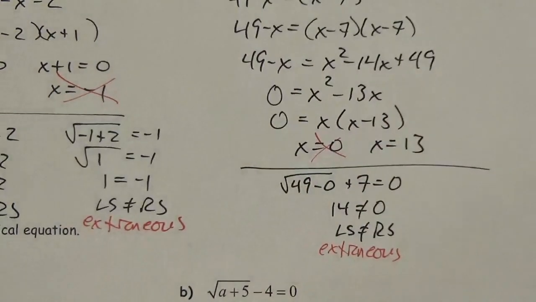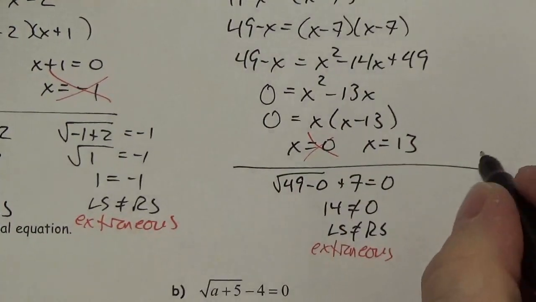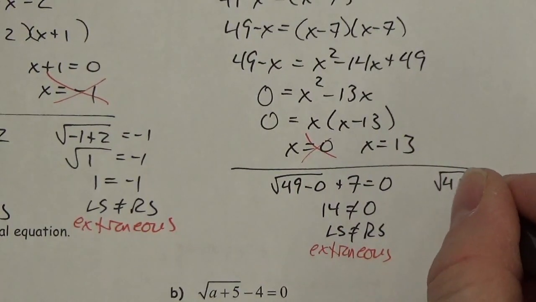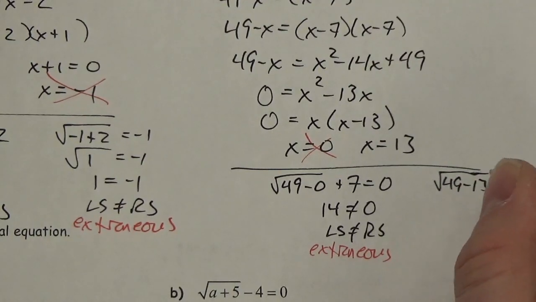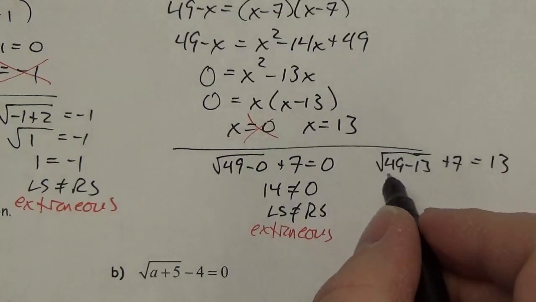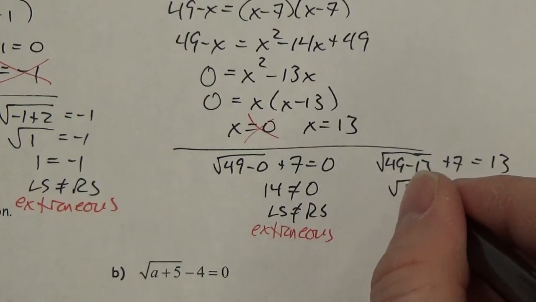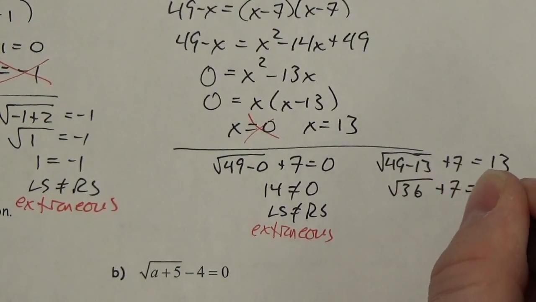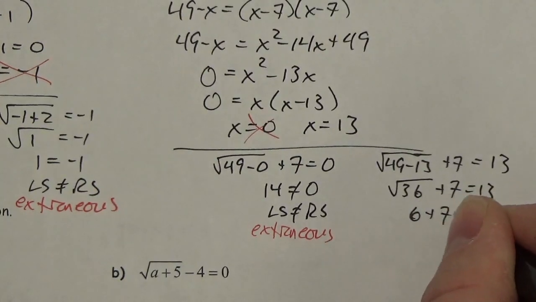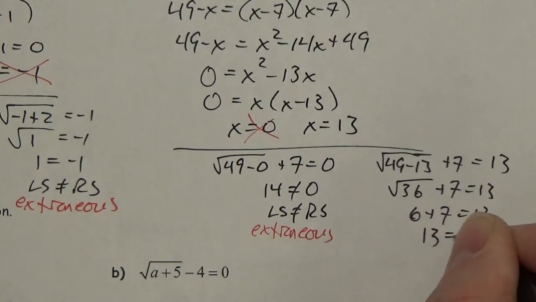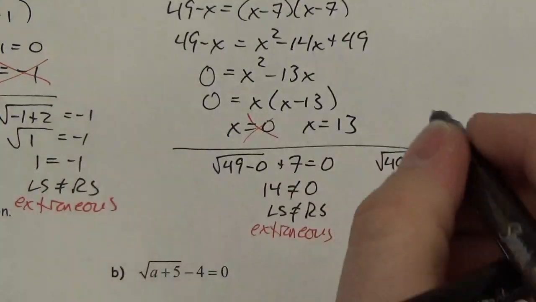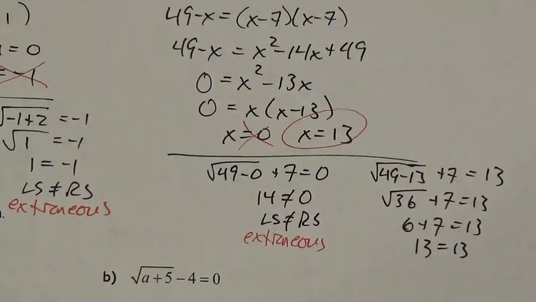0 is not a solution to this. Let's try 13. Square root of 49 minus 13 plus 7 is equal to 13. Let's see if that works. Well, 49 minus 13 is going to be 36, so the square root is 6, plus 7 equals 13. Well, 13 equals 13. That is a solution. That works. So I know that the solution of this equation is 13.